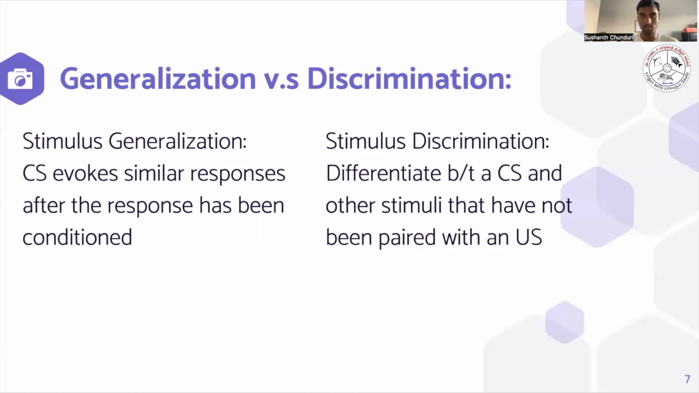Then for stimulus discrimination, they differentiate between stimuli. So say I sound a bell and I sound a whistle, and the dog salivates to the whistle, but it doesn't salivate to the bell. That means the dog has the ability to recognize the difference between that whistle and that bell.